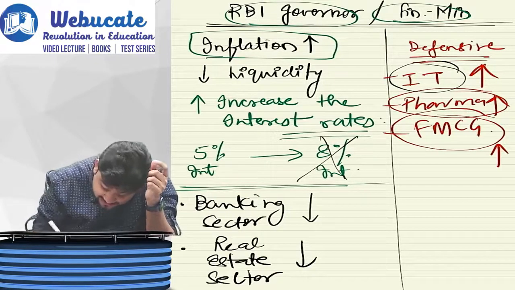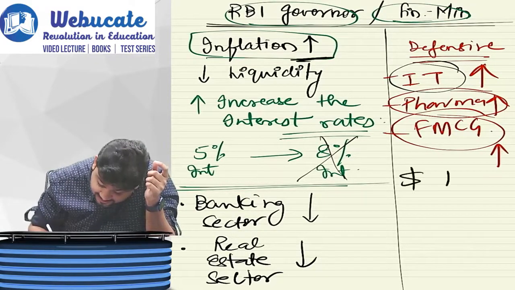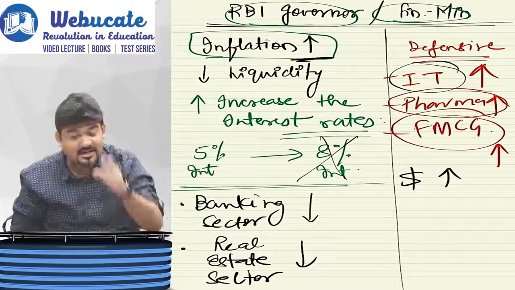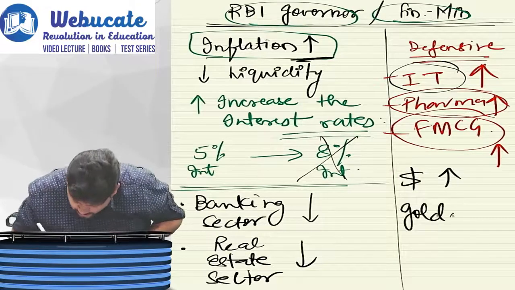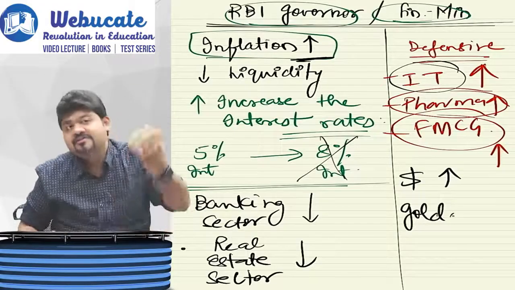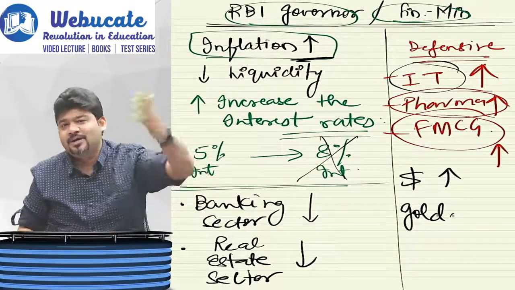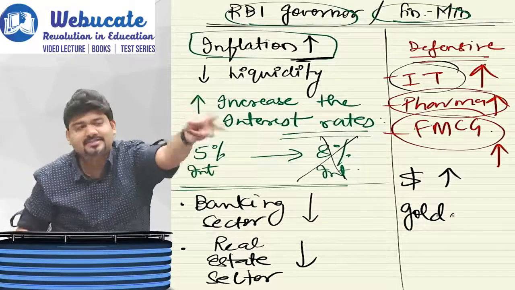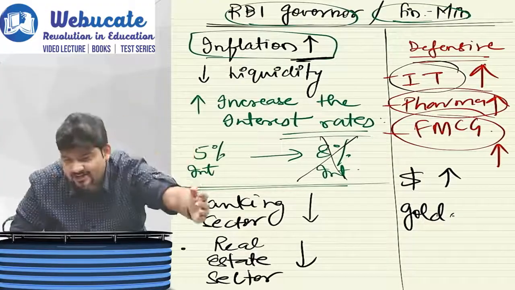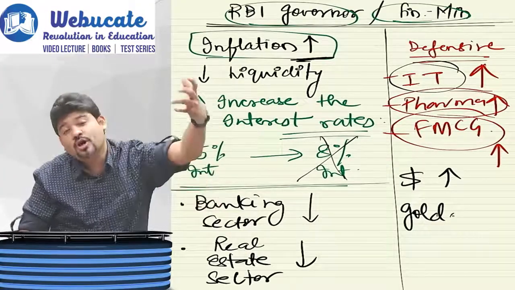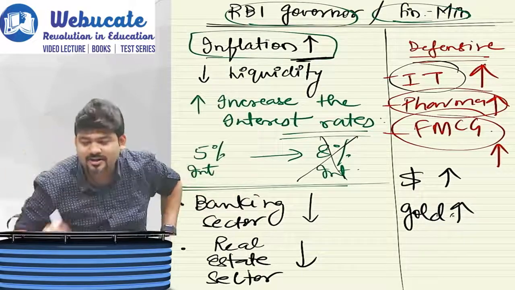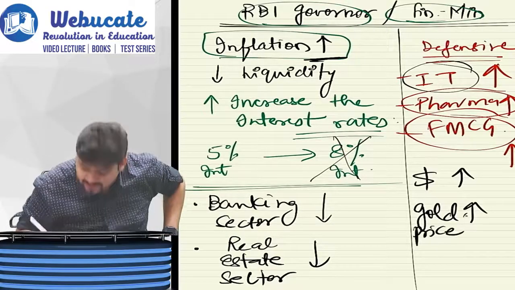What happened to the dollar when the inflation is increasing? Can I say the dollar value increases, correct? Rupee value has gone down. Now what will happen to gold? India is an importer of gold. Now, if I am importing gold, can I say I have to pay in dollars? If I am paying in dollars, can I say the amount has increased? Previously I had to pay 90,000. Now I have to pay 1,00,000. So my gold cost will increase. If the gold cost increases, in the Indian context, the gold price will also increase.